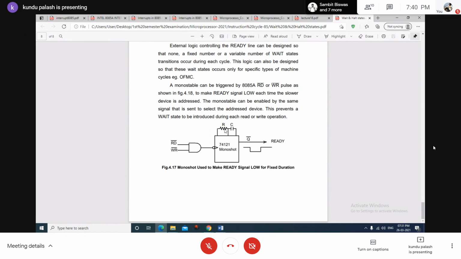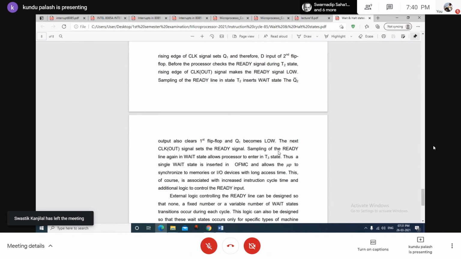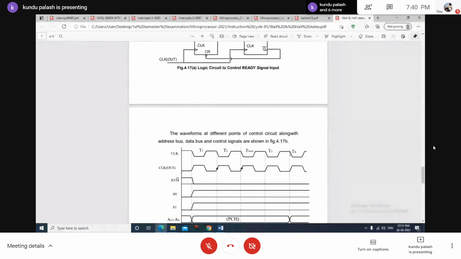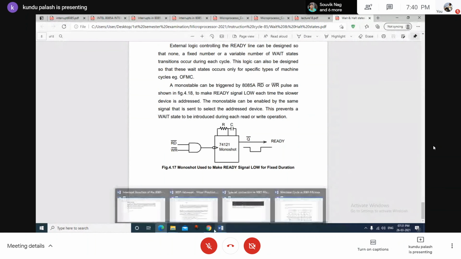So by setting the values of R and C, we can generate a variable wait state. What will happen? If the ready input is again low up to this mark, another T state will be inserted. So multiple T states can be generated by the microprocessor with the help of this circuit. So that is the role of how the synchronization between the microprocessor and the memory and IO device can be controlled by the ready signal controller. So you must understand the concept of ready input.